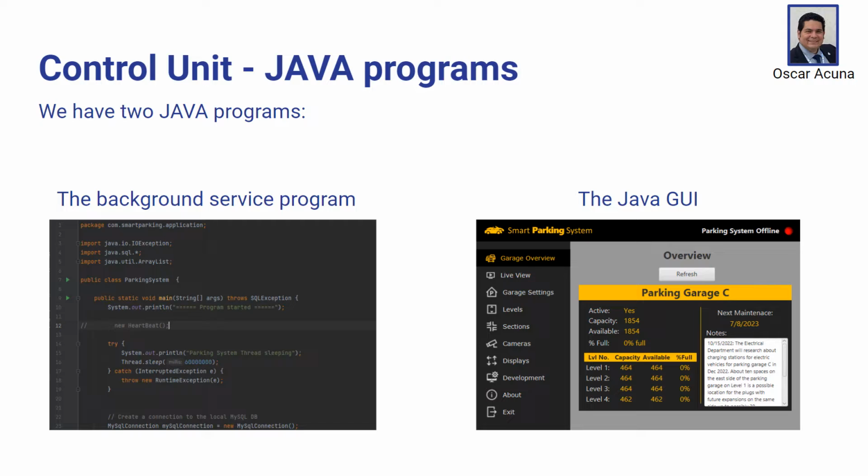Our parking system has 2 programs. The background service, which is the program that is doing all the heavy lifting of checking for new updates from the camera, calculating the changes on the number of spaces, and updating the LED displays. The second program is the user interface, or GUI, which is used to monitor the parking garage system and make changes to the system like adding a camera or adding a new LED sign. Let's see how the background service program works first.